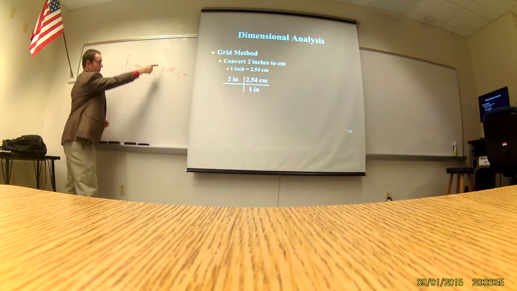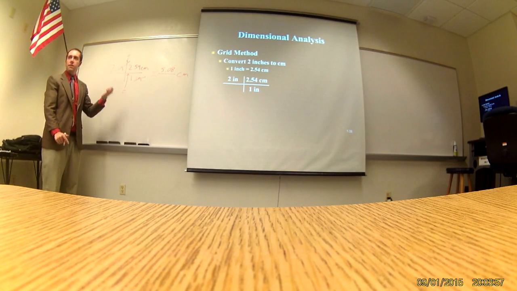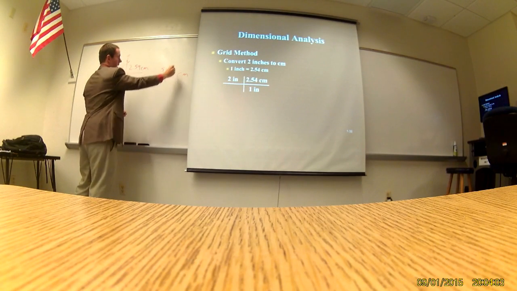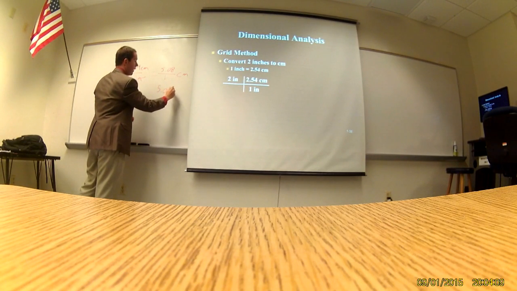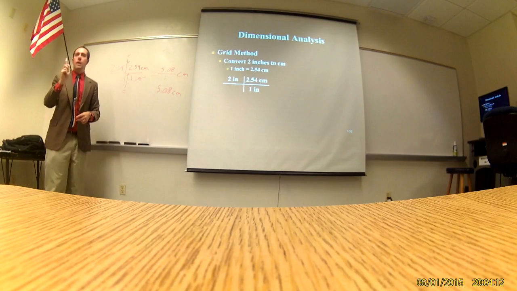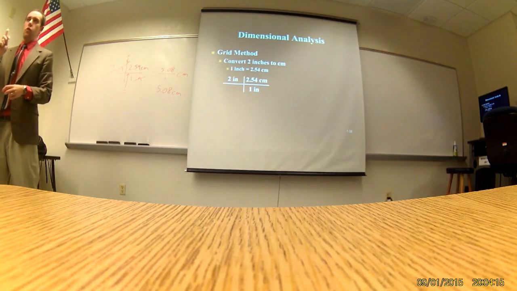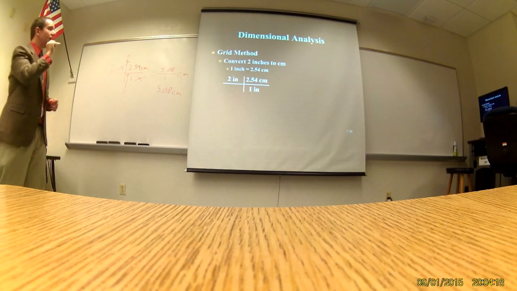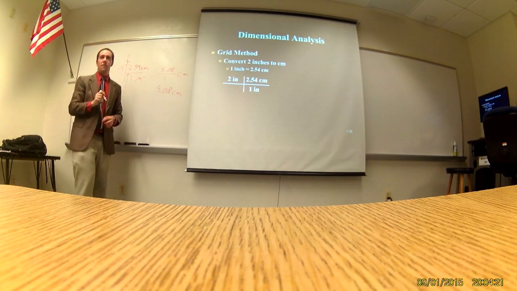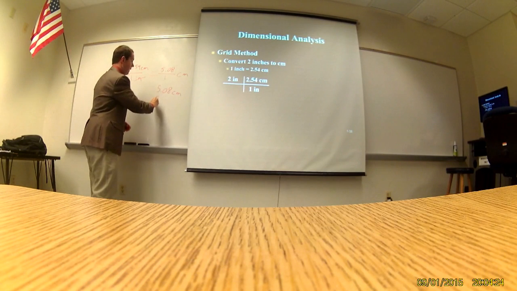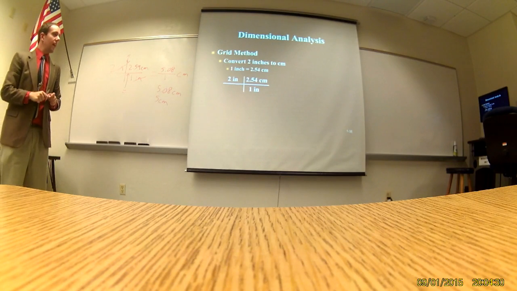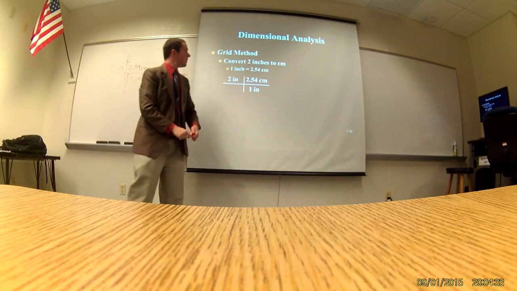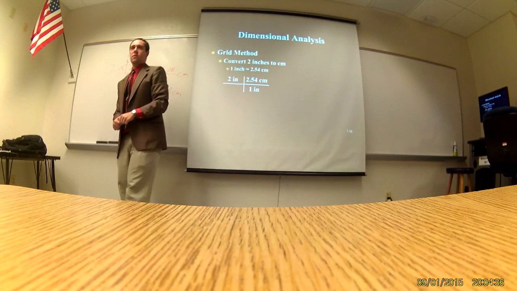Draw a line, that's the top. Now we multiply everything on the bottom. This time it's easy. What is it? 1. So now we do that math. So we do 5.08 divided by 1, which is 5.08 centimeters. We're not done. What do we have to do? Sig figs. How many sig figs does my answer have to have? 1. 5 centimeters.